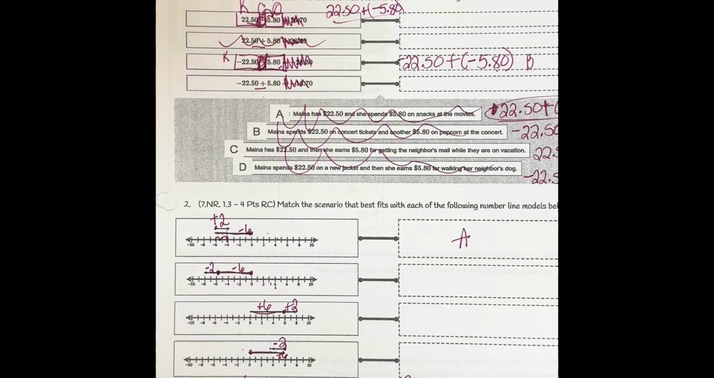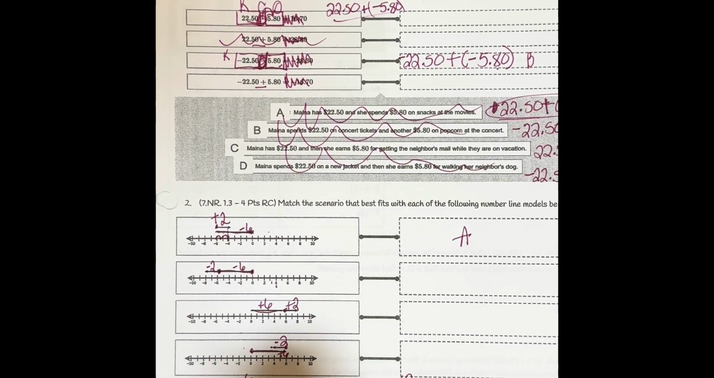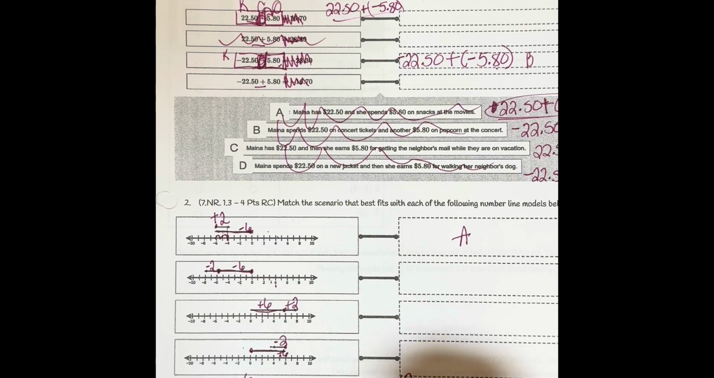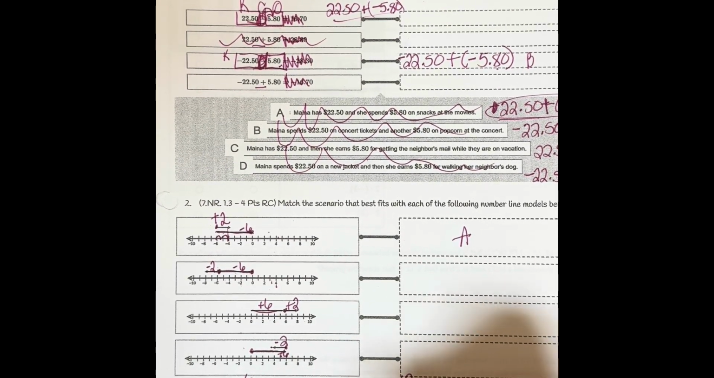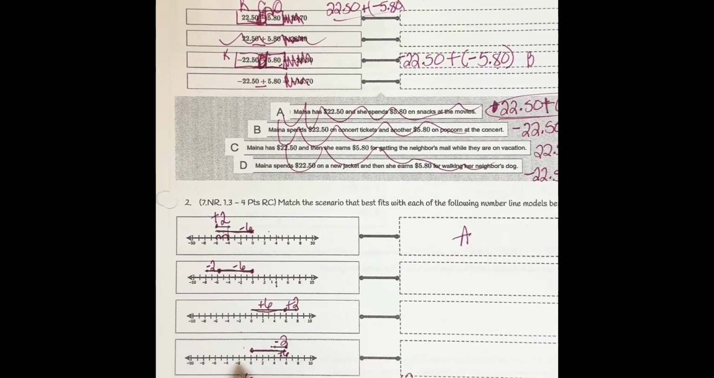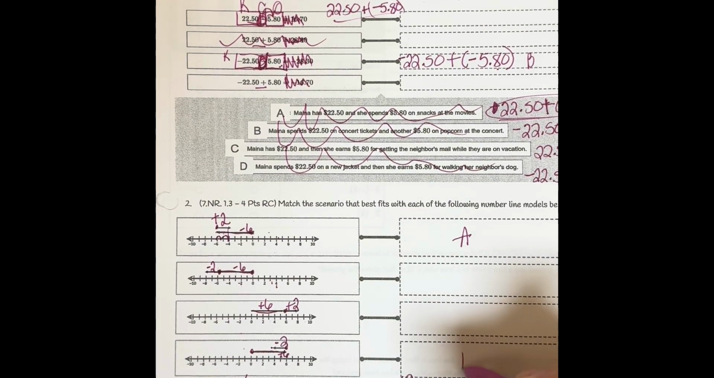All right. He wins 6. Now he's winning 6. Carlin wins 6. That's going to be a plus 6. And then he spends 2. That's going to be a minus 2. So we're looking for a plus 6 and a minus 2. Well, here we go. Plus 6, minus 2. So that's going to be B.